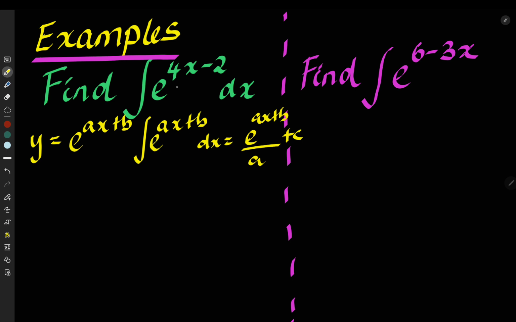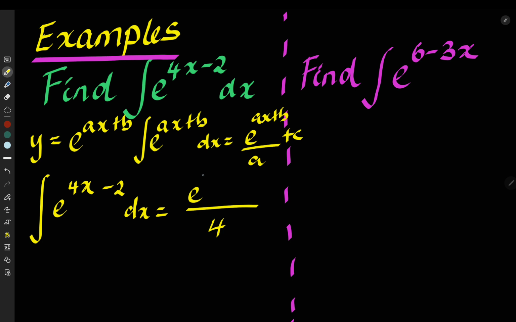So in this case, you can see the coefficient of x is 4. So the integral of e to the power of 4x minus 2 dx will simply be equal to, since the coefficient of x is 4, we just put that 4 at the denominator. So that will be e to the power of 4x minus 2 on the numerator, all over 4, plus a constant c. And that is how we integrate that.